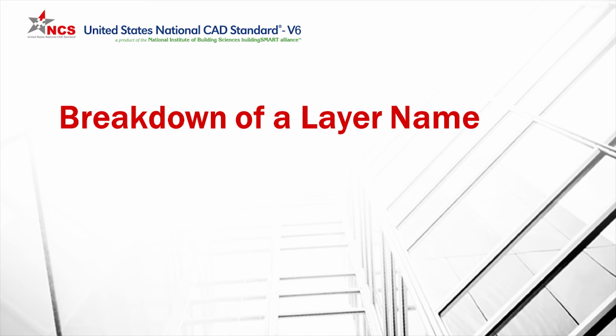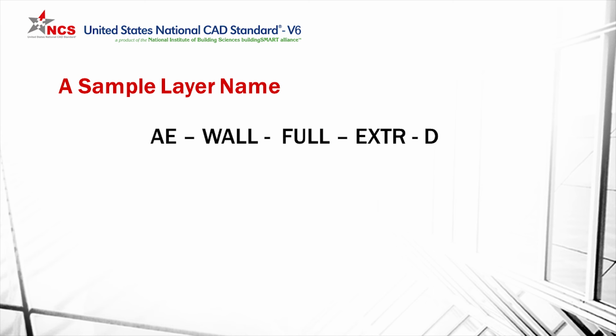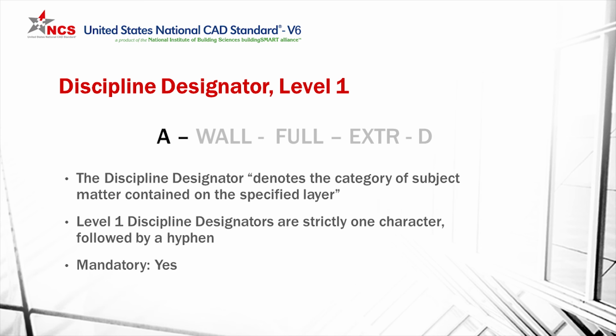So how does the National CAD Standard break down a layer name? Well, this is a sample layer name if you used everything that you could possibly use in a layer name. And this is up to a 19-character layer name. So let's drill down into each one. First, you start off with a discipline designator level 1. And the NCS defines a discipline designator. It says it denotes the category of subject matter contained on the specific layer.